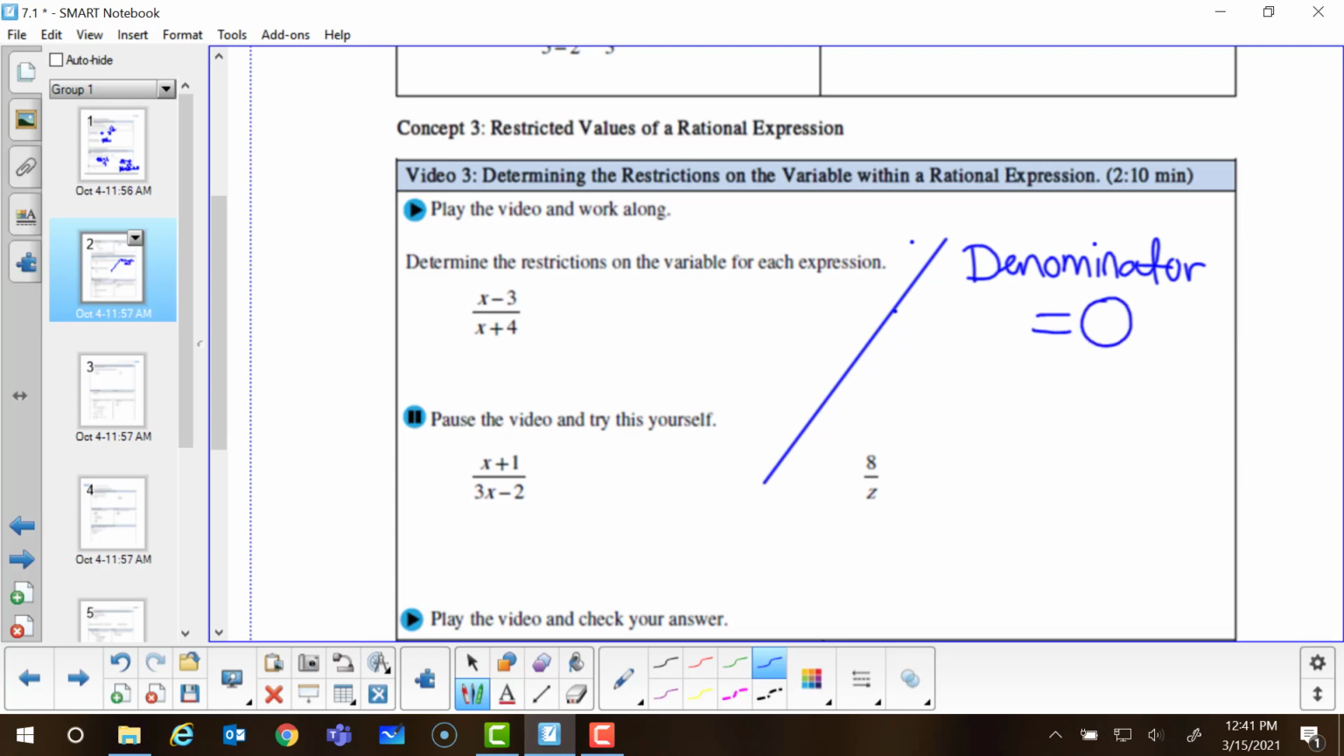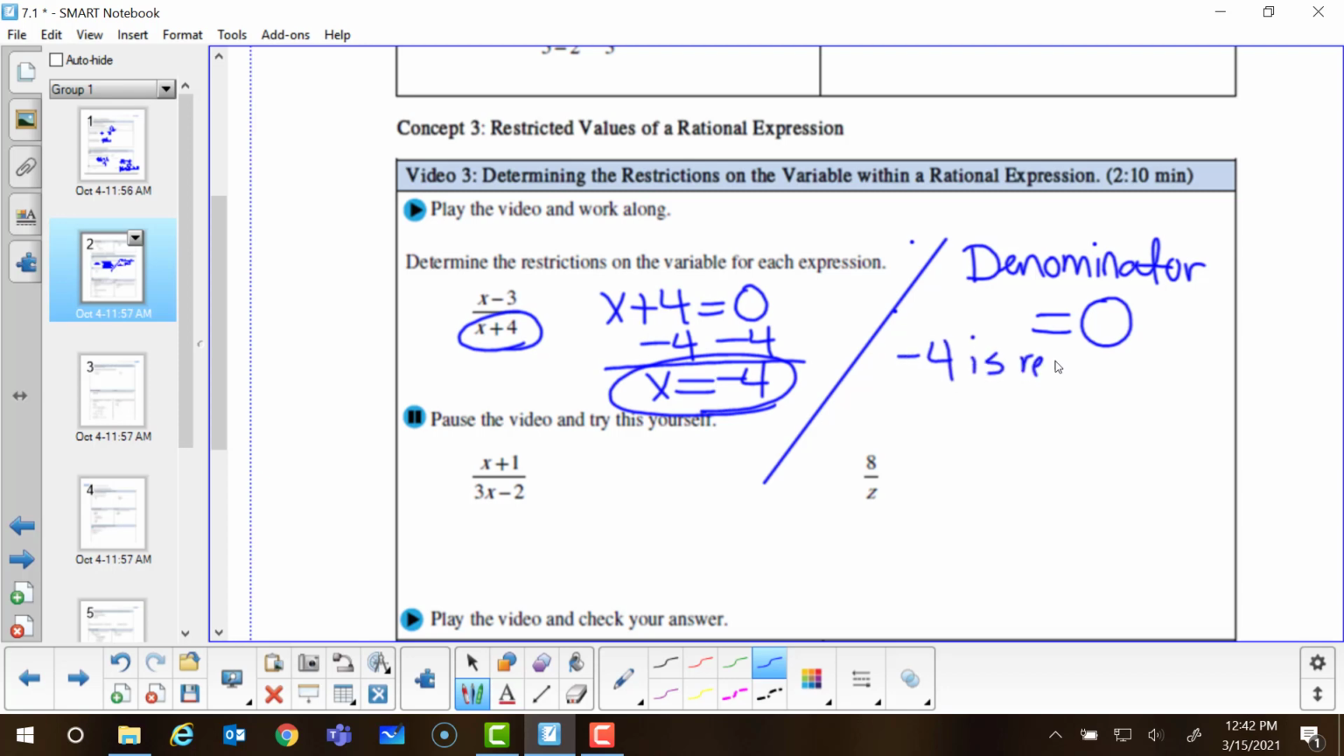Okay, so to find where you have denominator equal to 0, we're going to take that denominator, x plus 4, we're going to set it equal to 0, and we're going to solve for x. So I'm going to subtract 4 from both sides. So x equals negative 4. So negative 4 is the restriction on this one, because that would make that denominator a 0. The numerators do not matter on restrictions, it's just the denominators.